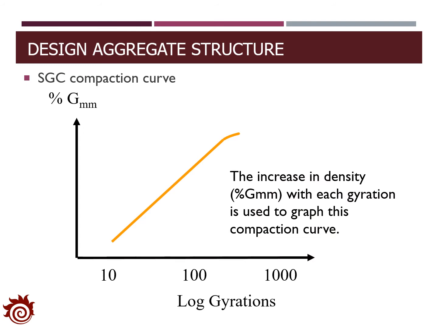The figure here shows the compaction curve during the test. The horizontal axis is the log number of the gyrations, and the vertical axis shows the percentage of the maximum specific gravity. Basically, we can see that there exists a linear relationship. By increasing the number of the gyrations, the maximum specific gravity will be higher, which means that the density of the specimen will be larger.